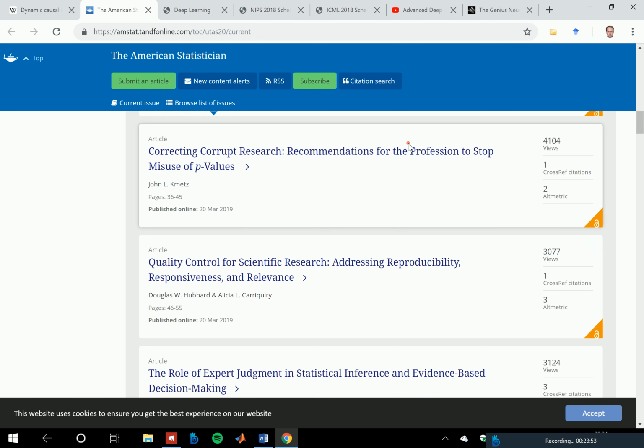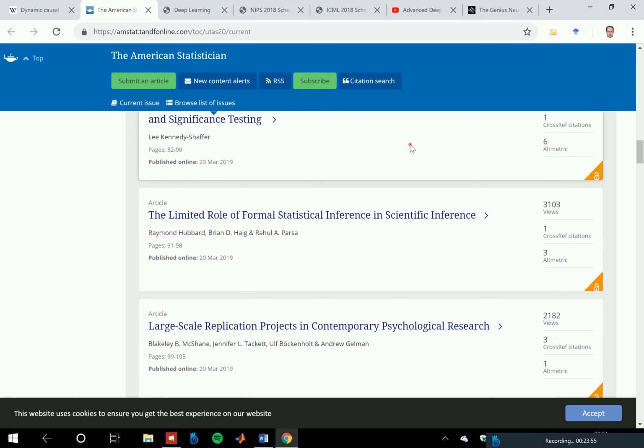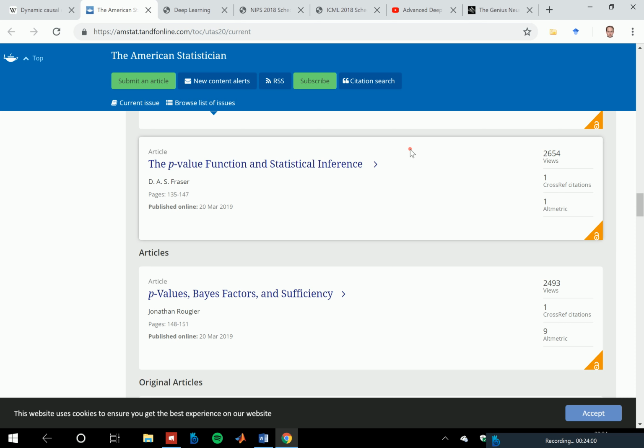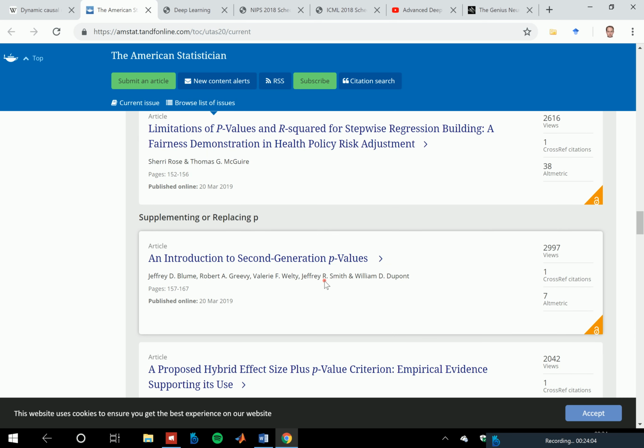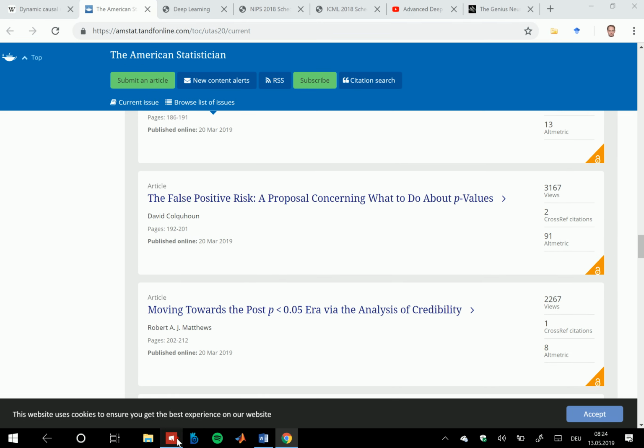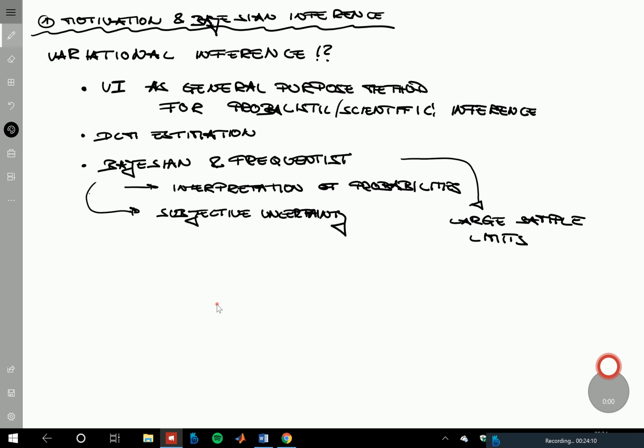So there are just many articles, and some of them also feature Bayesian methods. So, for example, here p-values, Bayes factors, and so on. So that's one aspect. I don't want to make this aspect too big, because it's definitely not the case that you should take from it that Bayesian inference is the solution and frequentist statistics is all wrong.